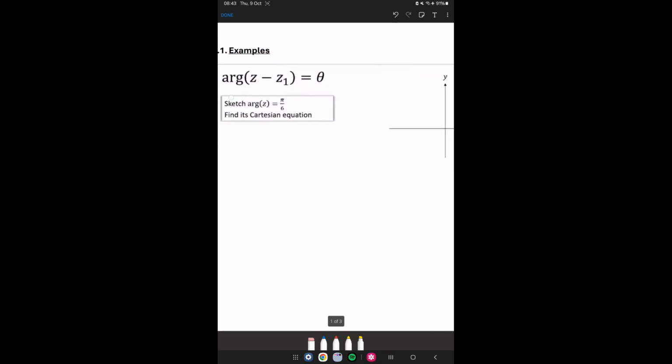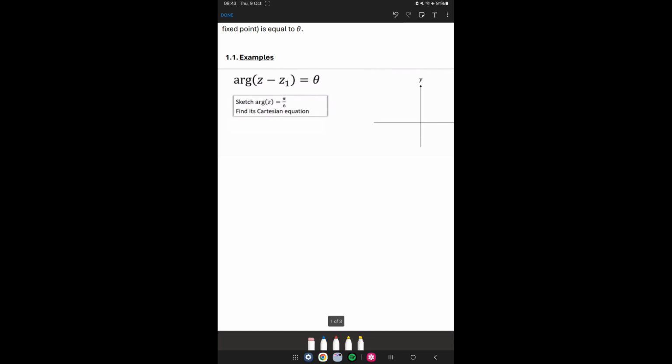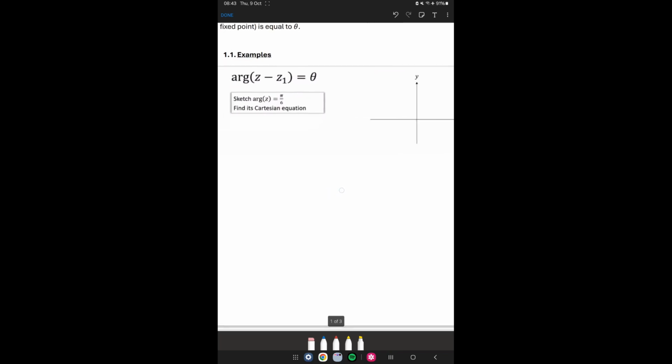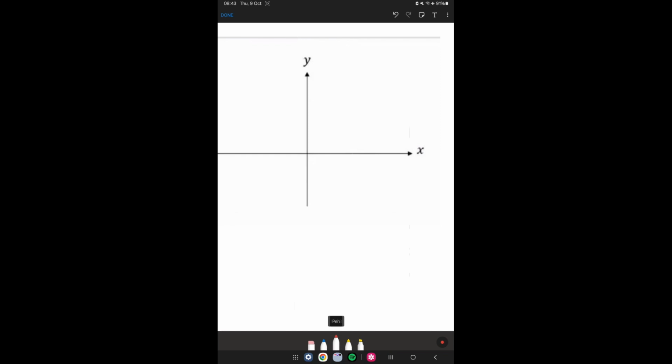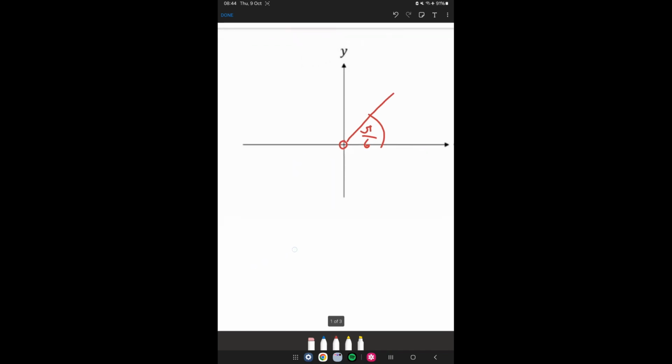So we want to sketch that the argument of z is pi over 6 and then find its Cartesian equation. So pi over 6, if we think about our radians, what would that look like in degrees? So we can picture things in degrees a bit easier. Well, pi over 6 is 30 degrees. And we know for argument it's positive, it's going from the real axis, and we go anti-clockwise. Now I'm going to draw a little dot here, and it'll make sense why I do that little dot in a minute. But that will be an argument there of pi over 6. So that's what it would look like.